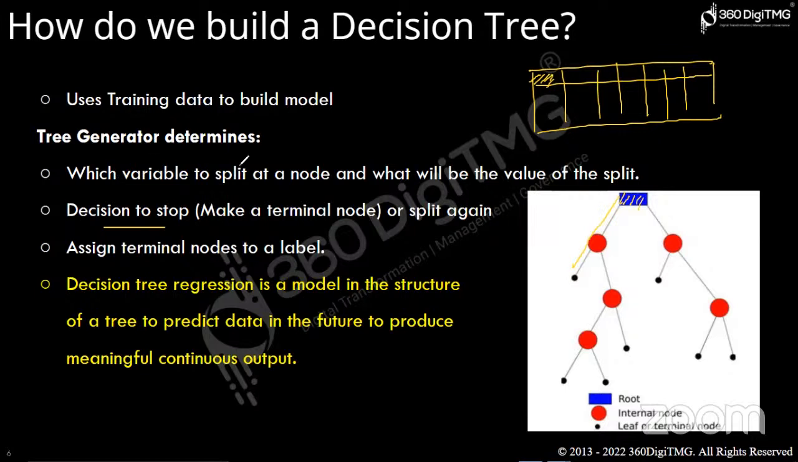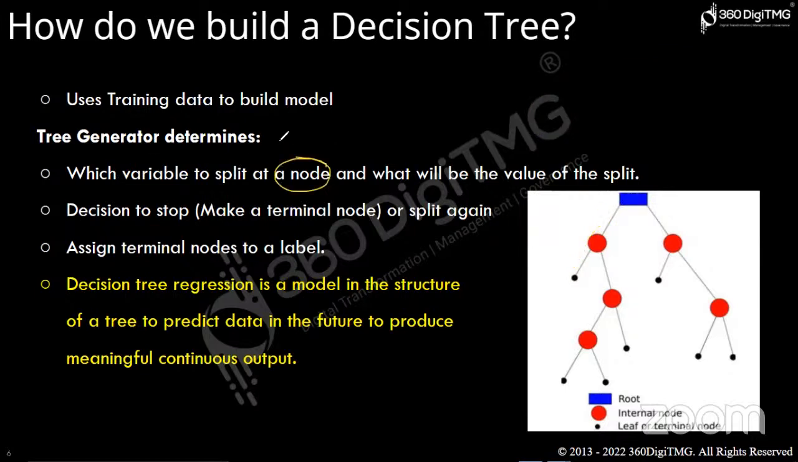Which node you are going to, which variable. In this case, which variable you are going to take as the root node, how the split is going to be, and where the decision should be stopped. That is also a very important point. What about the terminal? It depends on the variable that we are taking.